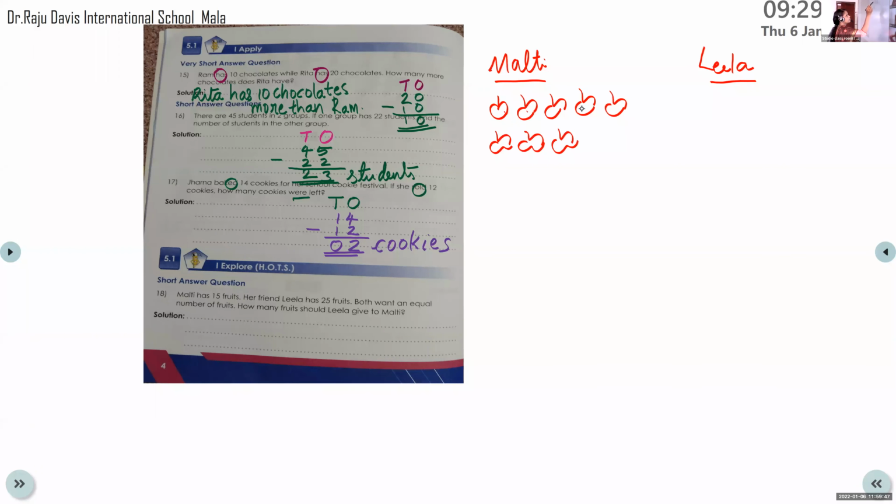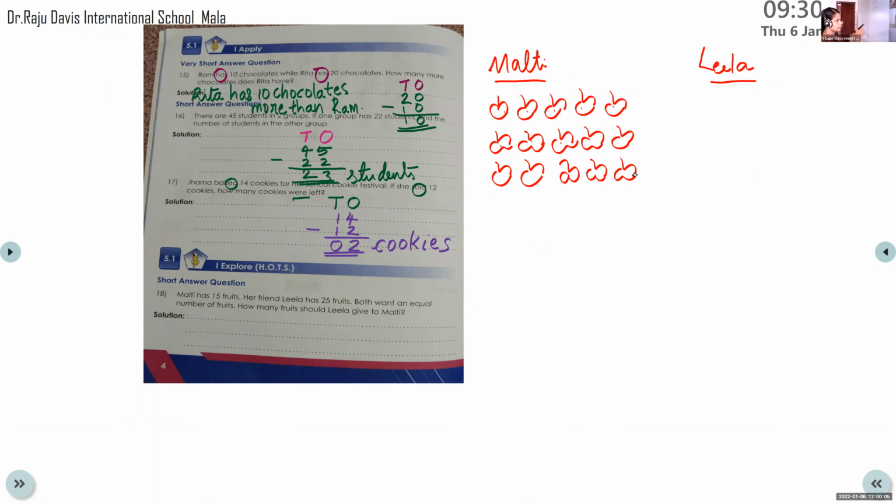1, 2, 3, 4, 5, 6, 7, 8, 9, 10, 11, 12, 13, 14, 15. So this many fruits are there with Malati.